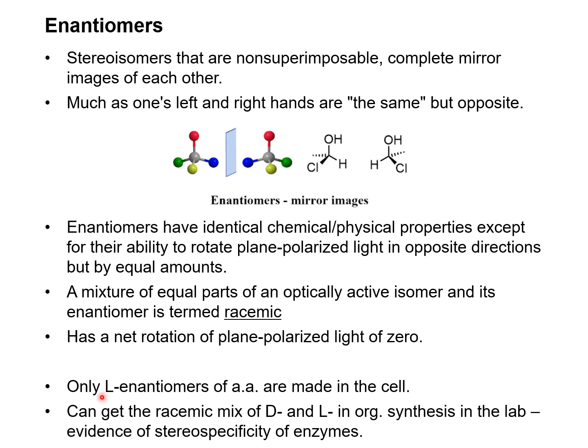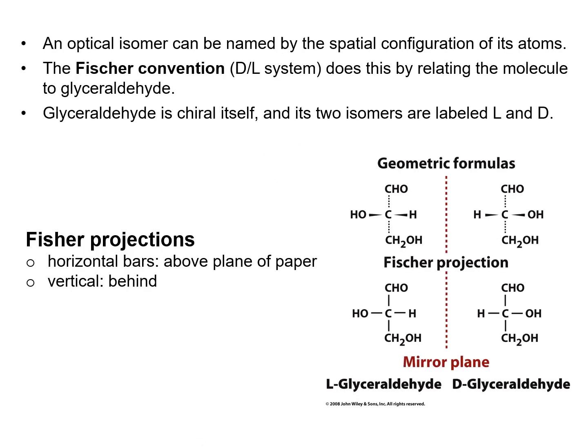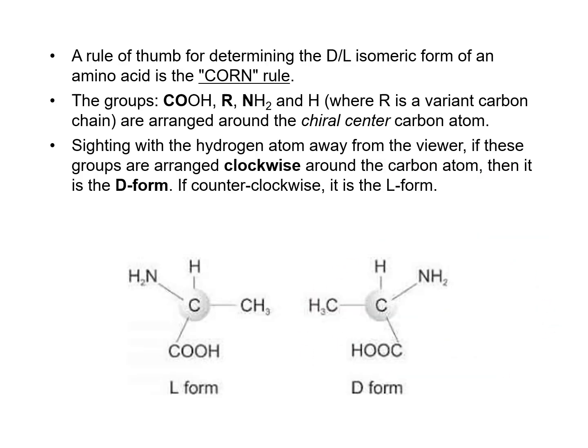But only L enantiomers of amino acids are made in the cell, and that is relevant to the activity and the stereospecificity of the enzymes. And here we talked about the Fischer conventions and Fischer projections that you need to understand too. And we talked about the CORN rule to tell whether a compound is in the D or L isomeric form.